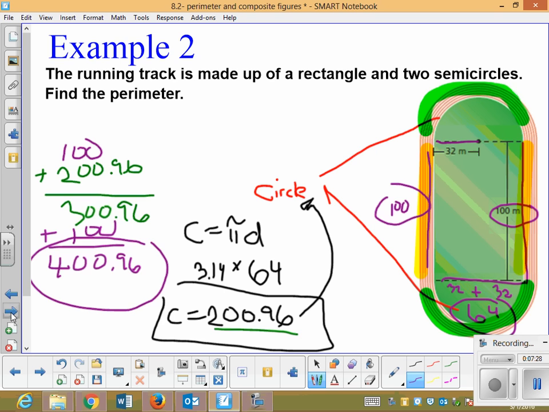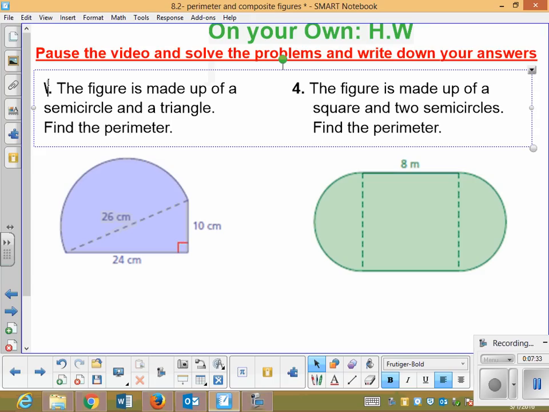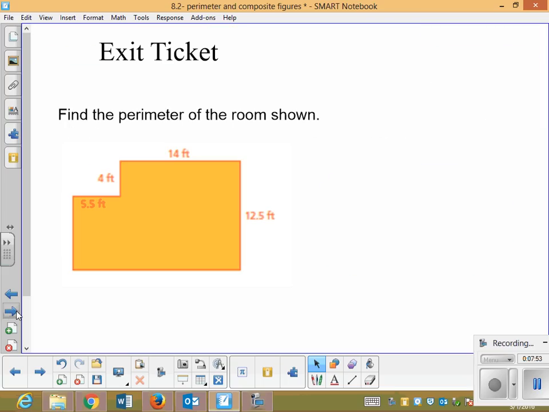All right, I would like you to try example number 1 on your own. It says 3, but I'm going to change this to example number 1. And I would like you to try example number 2. If there are questions that you don't understand, please jot them down and I will answer them tomorrow. Again, you're cutting the shapes in half if you need to, and all you're doing is finding the perimeter, the distance around the shape. Then afterwards, go ahead and try the exit ticket. Again, you're just finding the perimeter around. If it's difficult, I still want you to try the best you can. And if you have questions, ask me tomorrow.